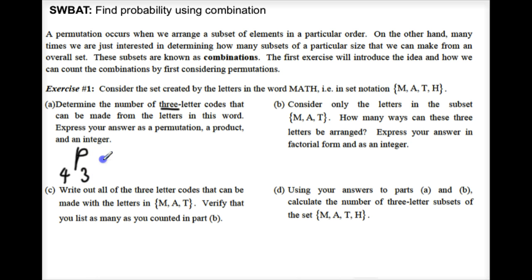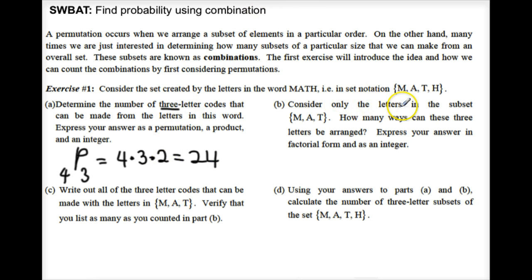So remember what we said again. This is the same thing as starting at 4, and I'm going 3 spaces down. So 4 times 3 times 2, and all of this will give me 24.